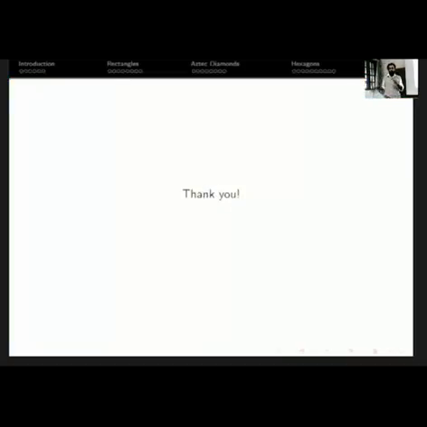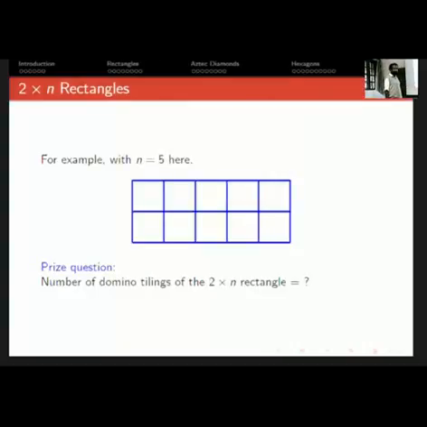Okay, so thank you. And I have one more question at the end, which is, you remember we had done the trivial example of the 1 by n rectangle. Here's the prize question: 2 by n rectangles. Okay, since we have 4 minutes, maybe you can think about it for 2 minutes or so. It's a non-trivial answer, but it's a number that you have seen before. 2 by n. Is it 8 here? Yeah, it's 8 here, that's right.